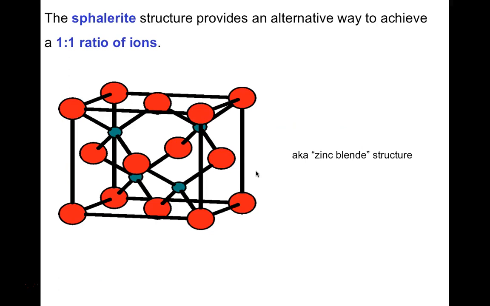This sphalerite structure is also sometimes referred to as the zinc blende structure, and it's kind of cool, right? You see that one half of your tetrahedral holes are occupied by the tiny little zinc 2+ ions, and it's an alternative way of getting this 1-to-1 ratio.